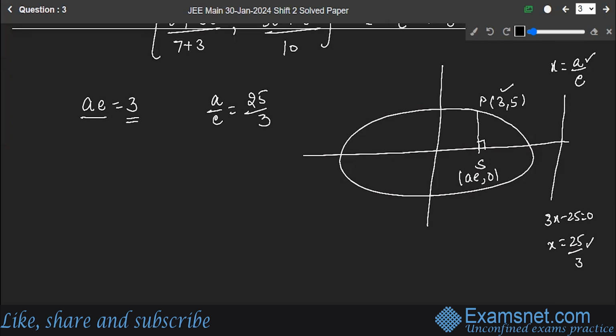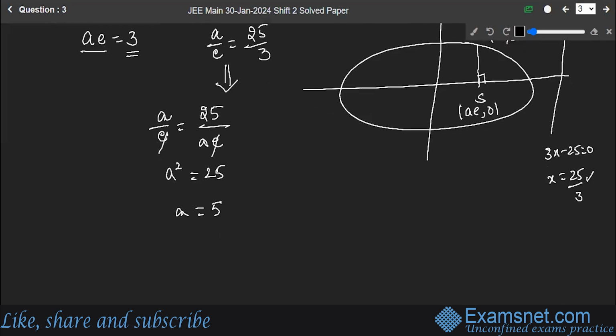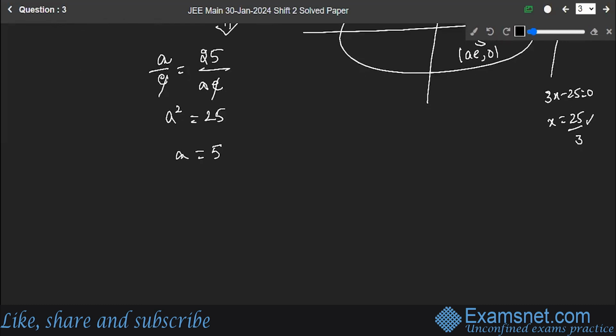Let's use this. a upon e is equal to 25 upon ae. This gives me a square is equal to 25, or you will have a's value as 5. And if you get the value of a as 5, let's find out the value of b. You know the eccentricity. You have ae as 3, so e will be given by 3 by 5.